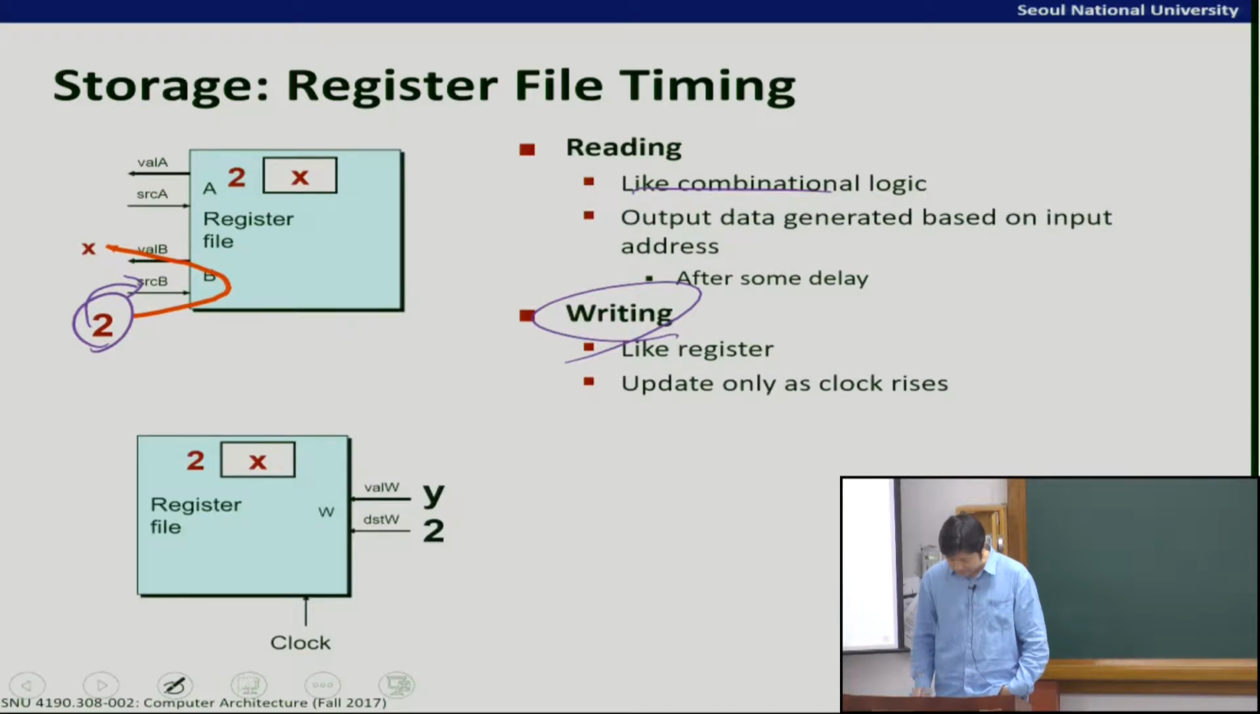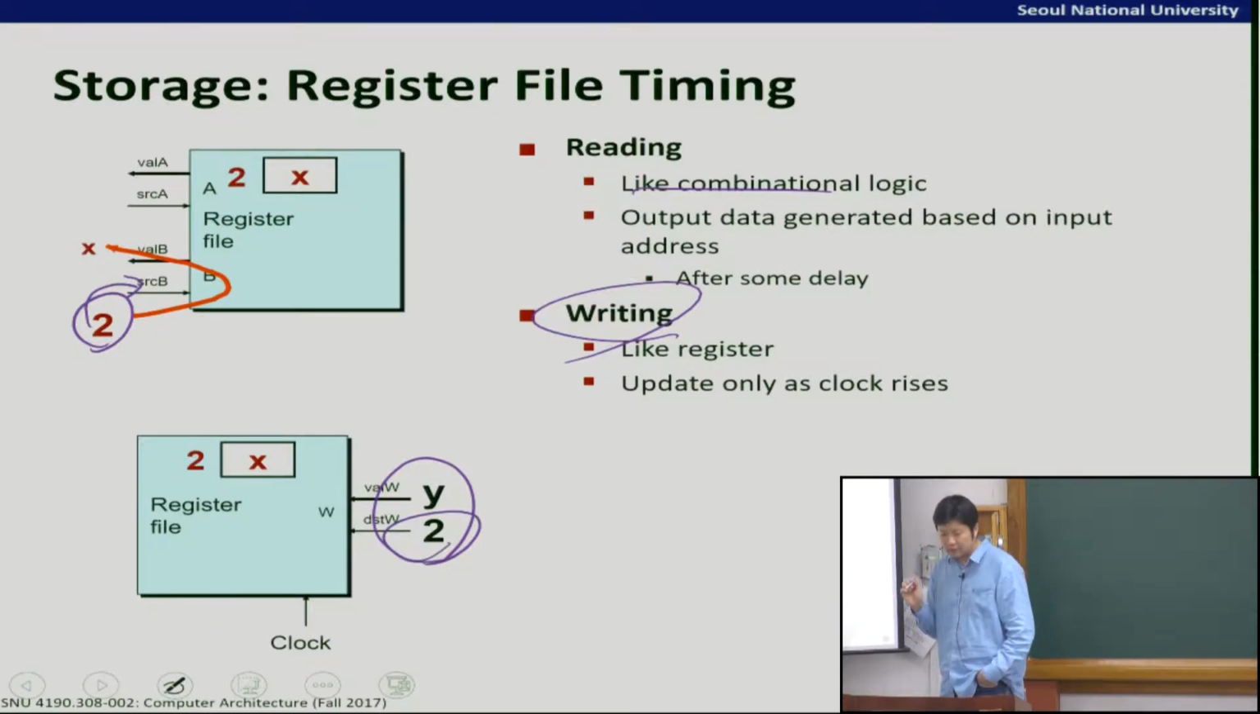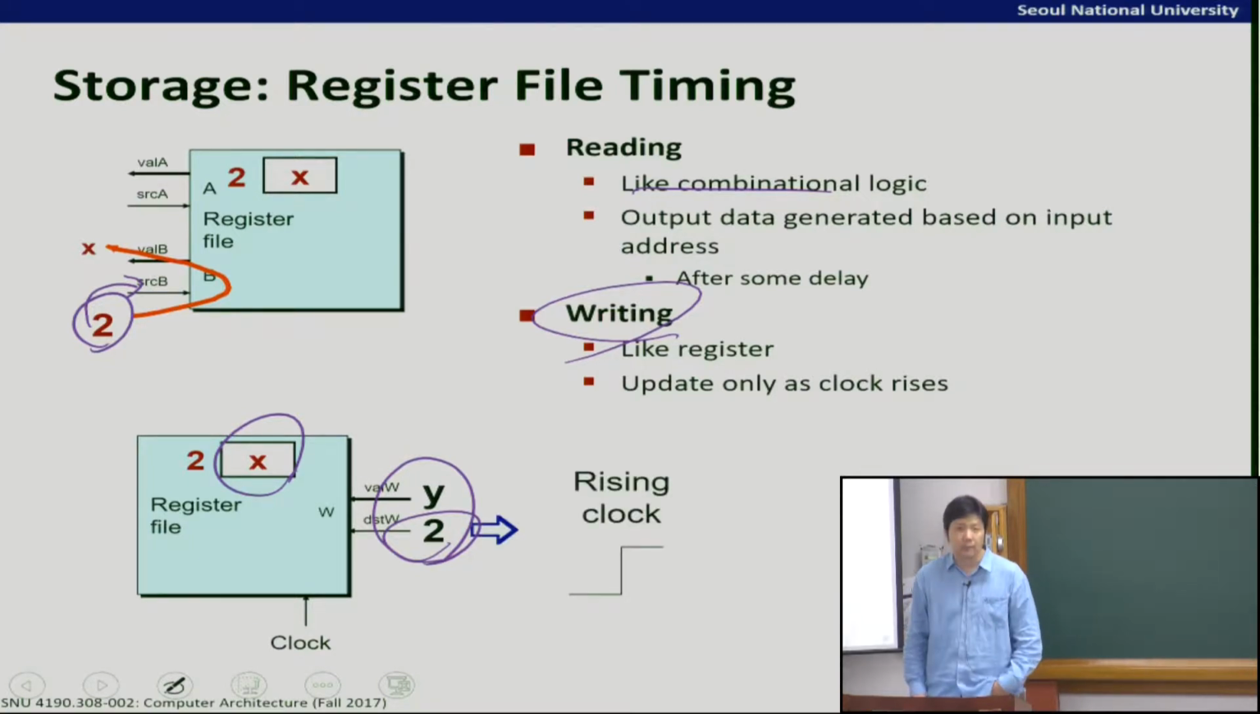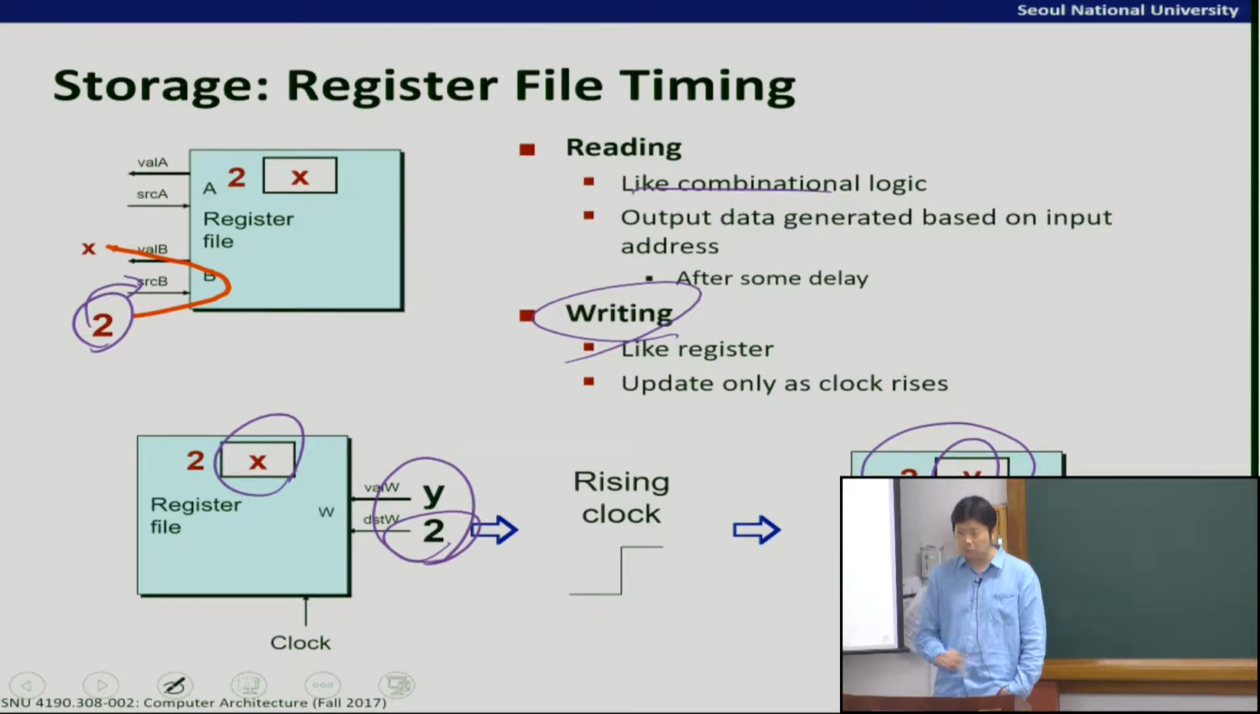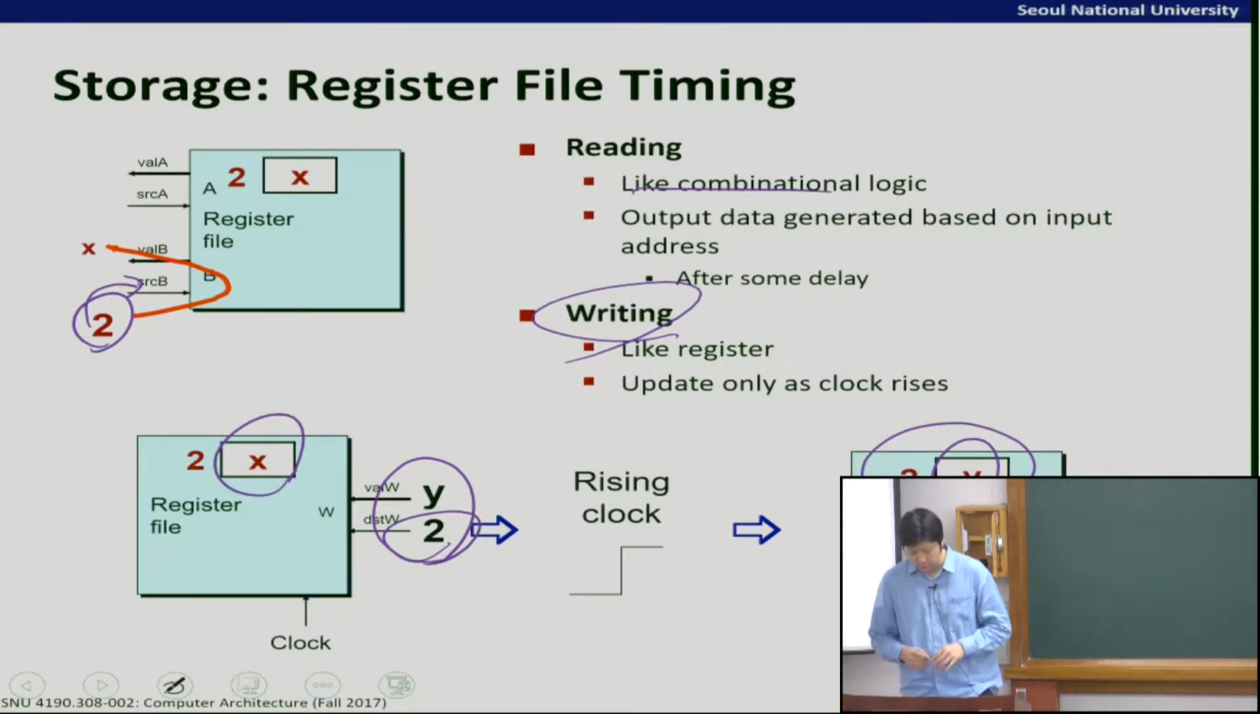But for writing, let's say you want to overwrite the value of register number 2 with the value y. Originally the value was x, and it will be updated to y only at the rising edge of the clock. So it will be updated at the next rising edge of the clock, and eventually it becomes y. To understand the difference, reading and writing work a little differently for this register file.